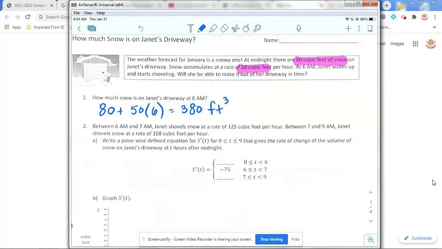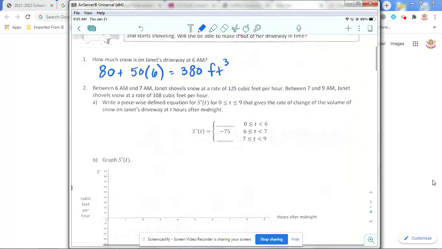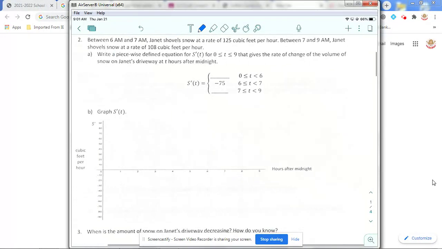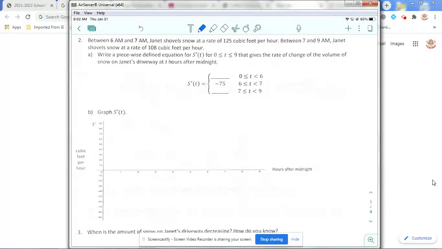All right, now I started number 2A for you. Between 6 a.m. and 7 a.m., Janet shovels snow at a rate of 125 cubic feet per hour. And then she gets a little tired and slows down. So between 7 and 9 a.m., Janet shovels snow at a rate of 108 cubic feet per hour. We're going to write a piecewise function for S prime between 0 and 9 that gives the rate of change of the volume of snow in Janet's driveway t hours after midnight.